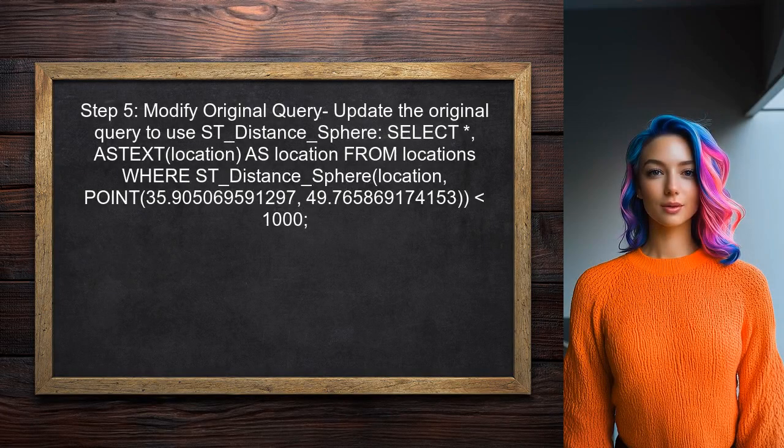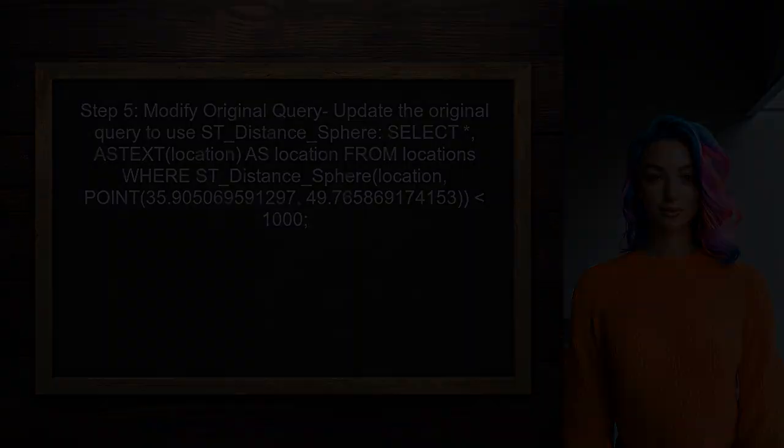If the function works correctly, the user can then modify their original query to retrieve locations around their specified point. This will allow them to find nearby locations as intended.